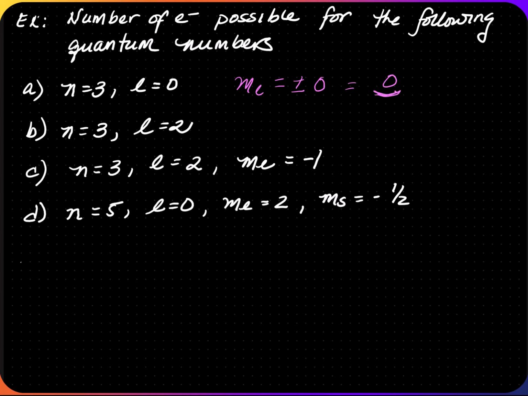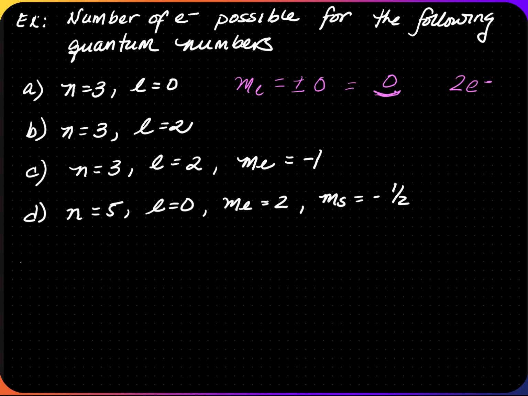This is one orbital or one orientation in space. Each orbital can hold a maximum of 2 electrons. Since there is one orbital, this one will have only 2 electrons. So pause the video, try the next 3, and then check your answer.